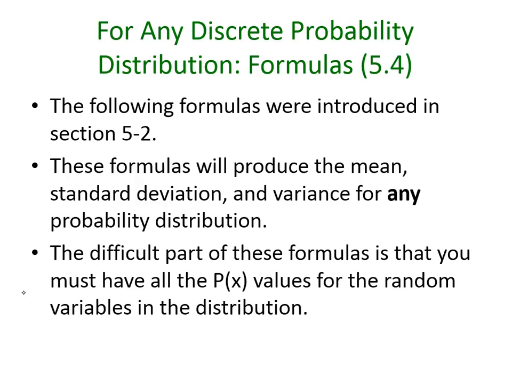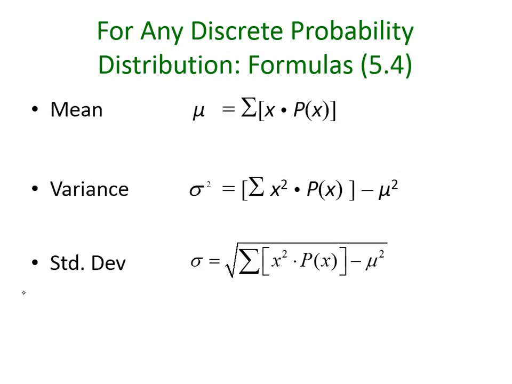The difficult part of these formulas is you have to have the probability of x values for the random variables in the distribution. You have to know all of them. And these were the formulas we've done earlier. This was section 5.2, I believe, when we were looking for those probability distributions for any values. And this is what we were just doing with the Deal or No Deal problem.